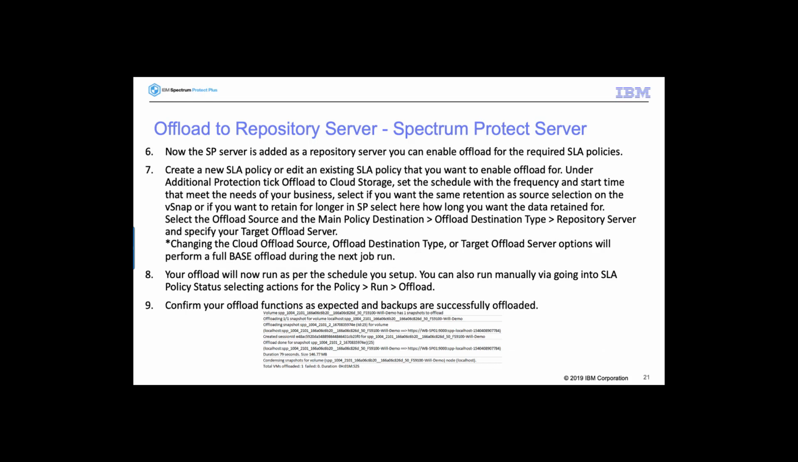When you do that, the Spectrum Protect server is going to be added as a repository, and you can enable offload using the SLA policies that we looked at a bit earlier. So you're just going to go into those SLAs and change them to do the additional protection, and then it will run according to the policy in the SLA.